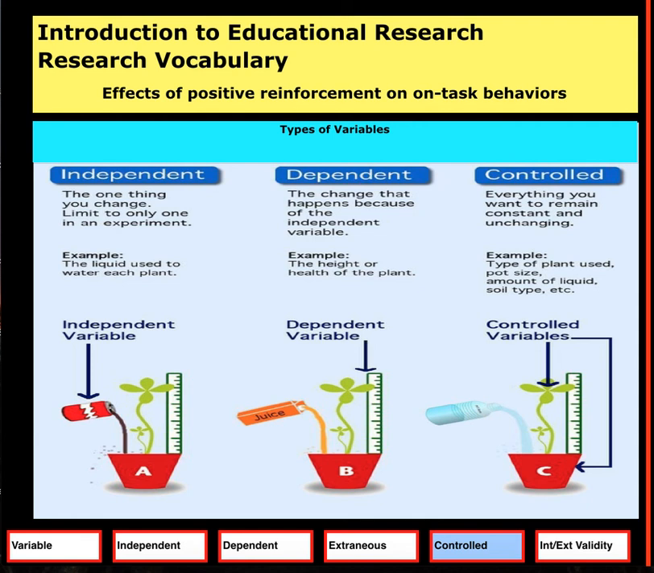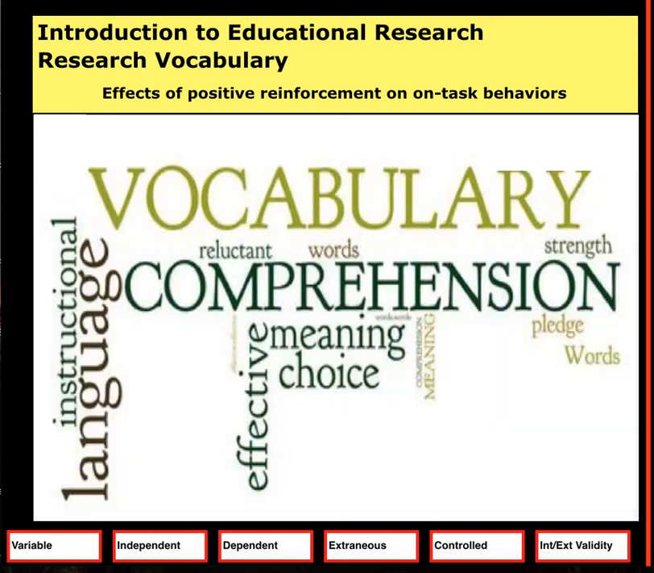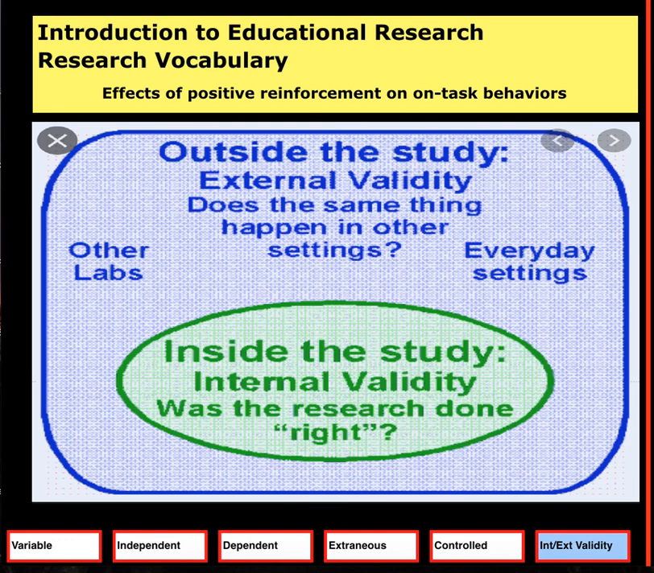One of the major reasons that it is very important for the researcher to attempt to control all variables that are not under investigation is that it increases the internal validity of the inferences that we can draw from the study. And internal validity is our next vocabulary.